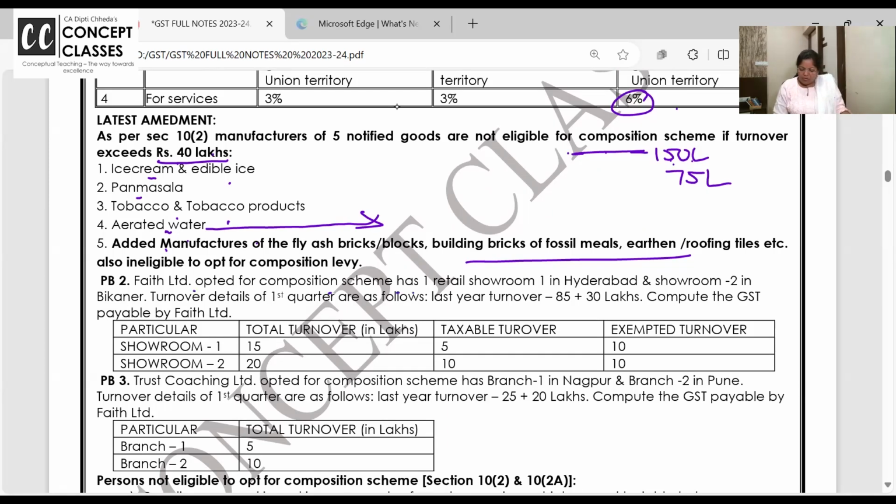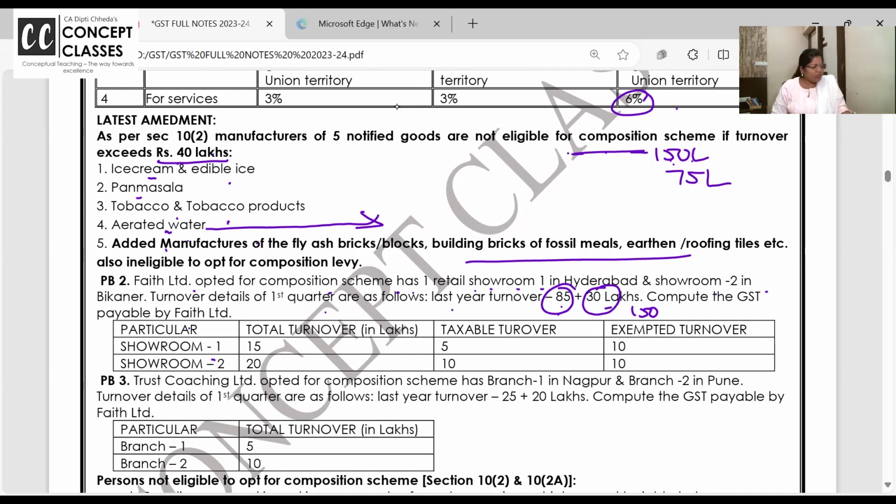Faith Limited opted for composition for a retail showroom in Hyderabad and a second in Bikaner. The turnover of the first quarter. Last year's turnover is Hyderabad 85, Bikaner 30. Is it less than 150? Yes. Can they go for composition? Yes. Now this year, what is their total turnover?